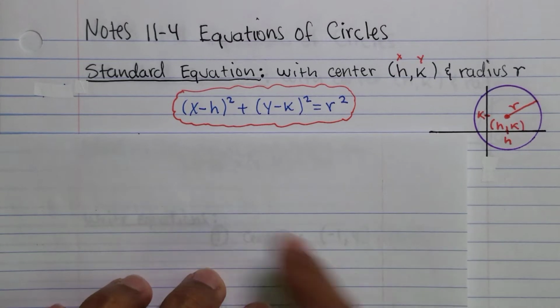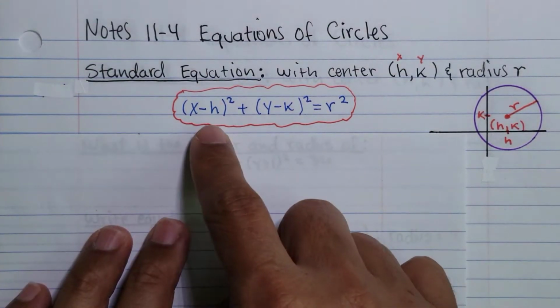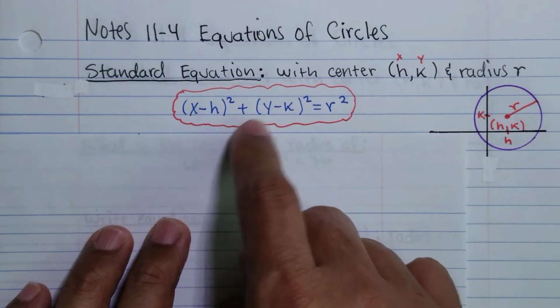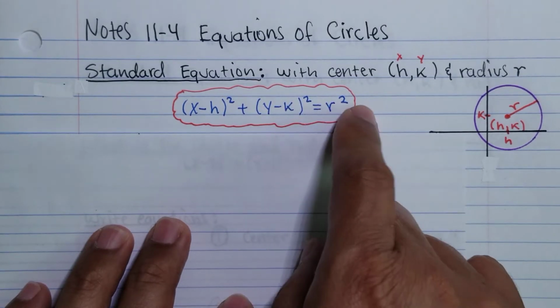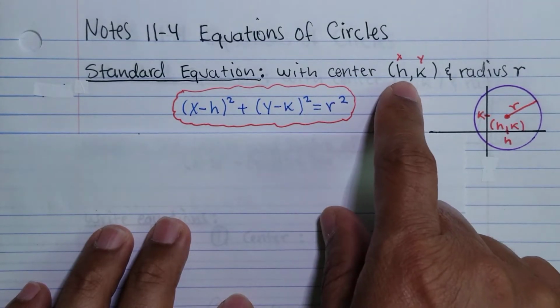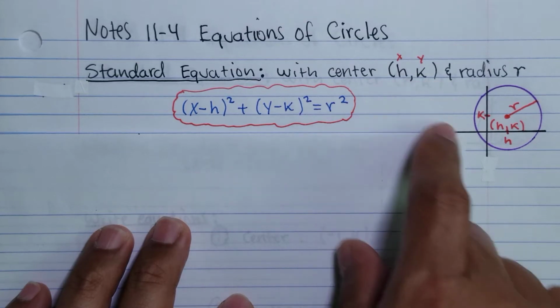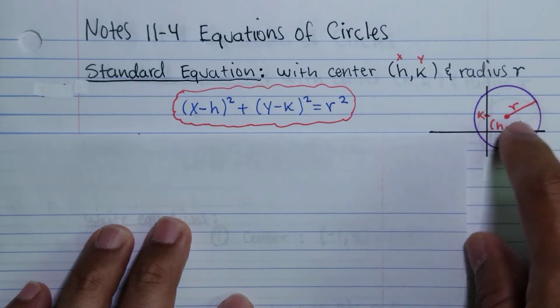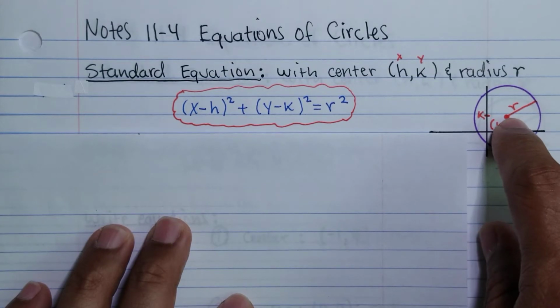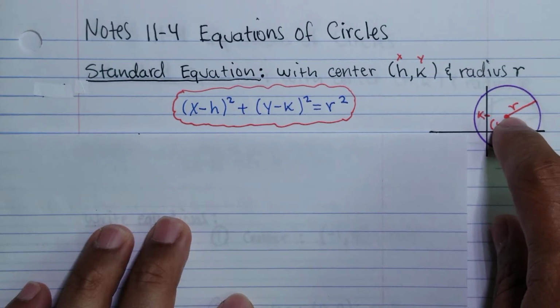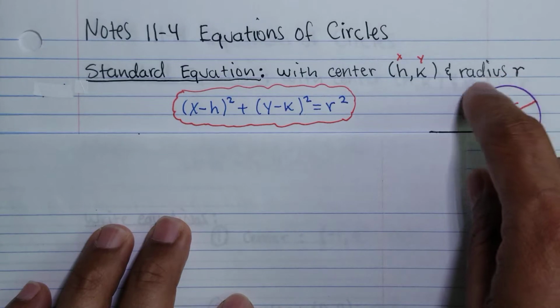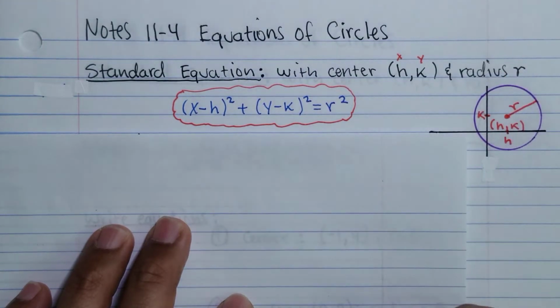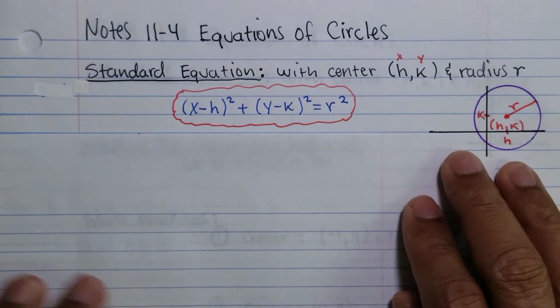The standard form equation of a circle is (x minus h) squared plus (y minus k) squared equals r squared, where (h, k) is the center of the circle, as you can see, and r represents the radius. And the radius is the distance from the center to any point on the circle, so you can rotate this radius and it's going to be the same distance. Okay, so that's the brief introduction.